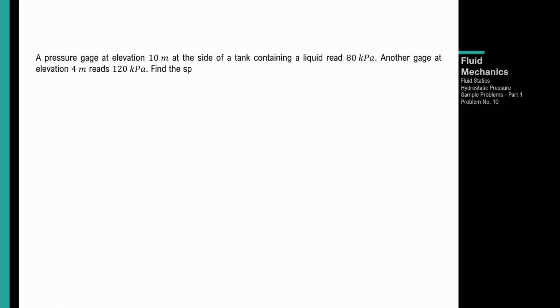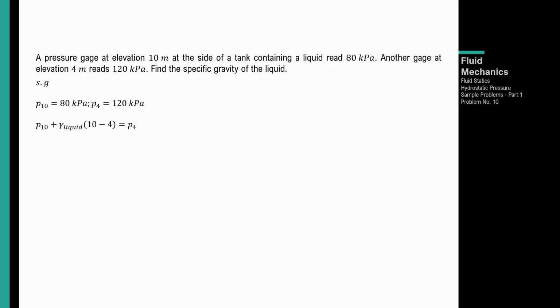Problem number 10. A pressure gauge at elevation 10 meters at the side of a tank containing a liquid reads 80 kilopascals. Another gauge at elevation 4 meters reads 120 kilopascals. Find the specific gravity of the liquid. So, specific gravity yung kailangan. So, pressure at elevation 10 meters, so 80. At elevation 4 meters, so 120 kilopascals.